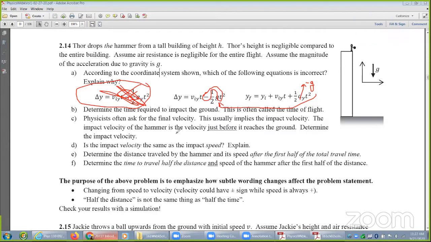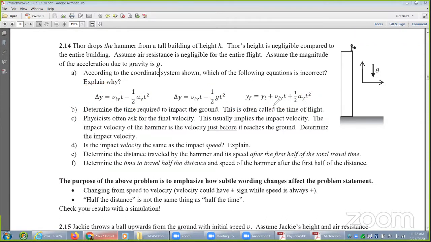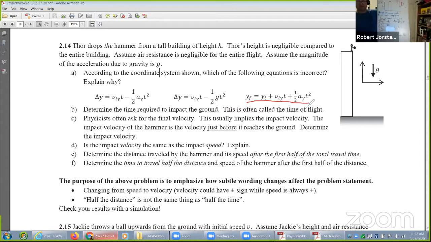So for the middle one, would you plug in negative G and then it'd be positive? So no, G is always positive. Okay. So this is correct as written. This is correct as written. And remember that G is always 9.8 positive.